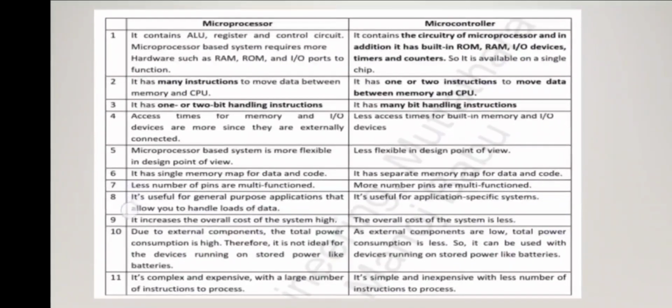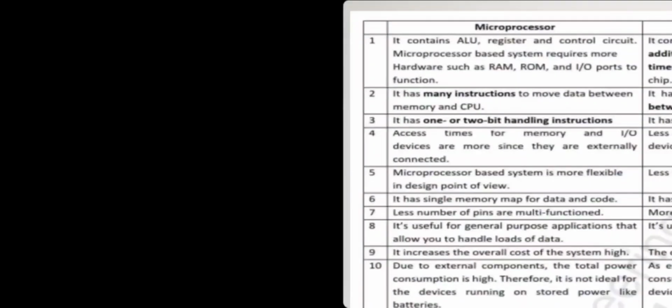So the first comparison is nothing but the definition. A microprocessor contains an ALU, registers and a control unit. A microprocessor-based system requires more hardware such as RAM, ROM and IO ports to function. These are externally connected by means of buses.